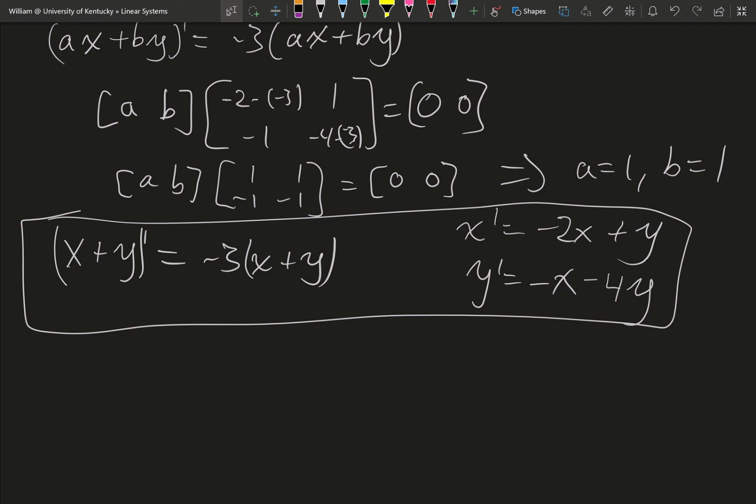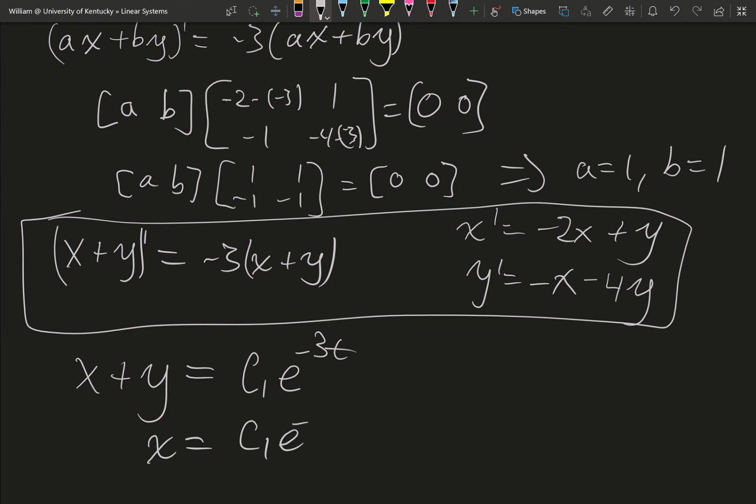All right, so continuing, this lets us know that x plus y is c1 e to the -3t. And so we can say x equals c1 e to the -3t minus y. We could plug that in to the second one, so y prime equals -x, which is c1 e to the -3t minus y.